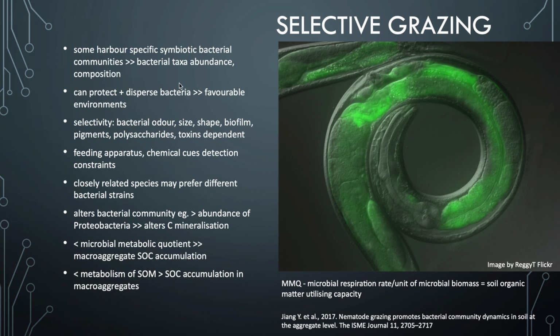Nematodes can protect and disperse bacteria into favorable environments for those bacteria, so that almost means that they are farming these bacteria by dispersing them, taking them to new habitats, grazing on them and increasing their populations. Selectivity also depends on whether the nematode can sense bacterial odors that the bacteria produce and that therefore entice the nematode as a food source, just like we might like the smells of different fruit. And those fruit smells entice us more than other fruit smells.